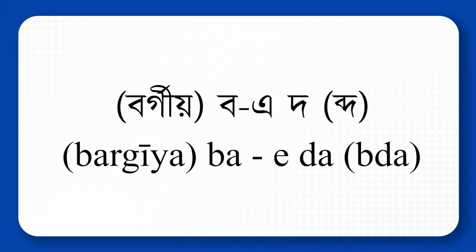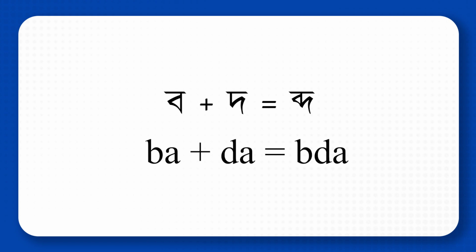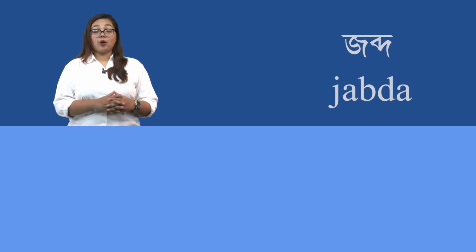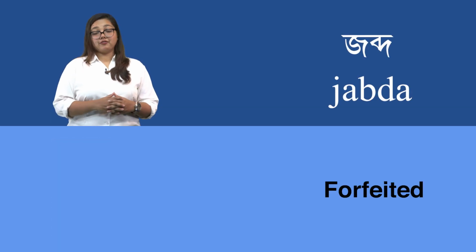The third cluster is বর্গীয় ব-এ-দয়. In this cluster, বর্গীয় ব and দ form the cluster ব-এ-দয়. Both of the consonants retain their shapes in the conjunct formation process. We have words like shobdo, which means sound, and jobdo, which means forfeited.